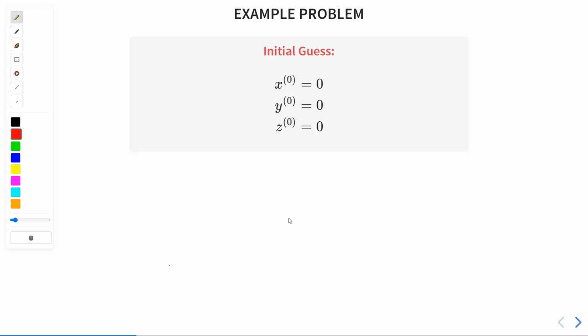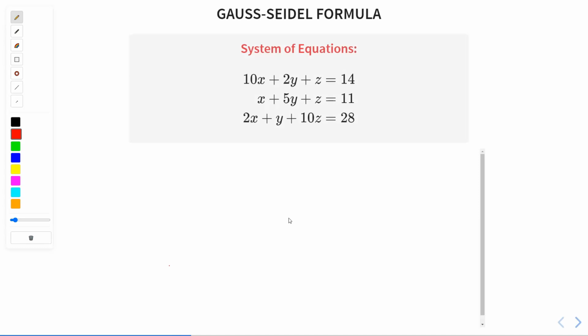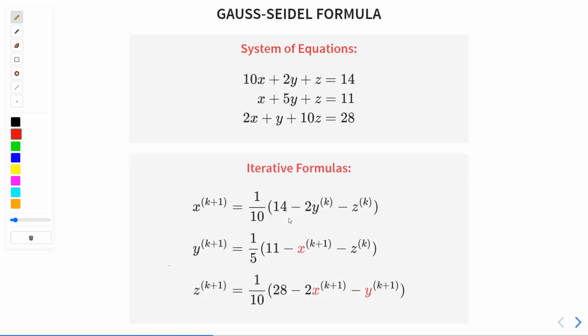So for this Gauss-Seidel, we will take initial guesses: x0 is 0, y0 is 0 and z0 is 0. Now here is the system of equations: 10x plus 2y plus z is equal to 14, x plus 5y plus z is equal to 11, 2x plus y plus 10z is equal to 28.